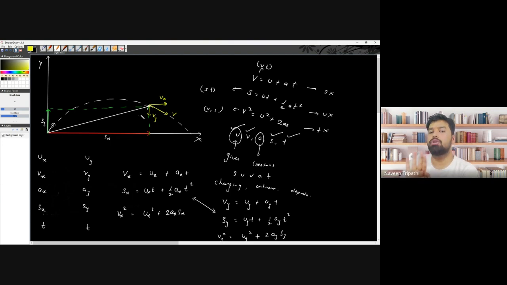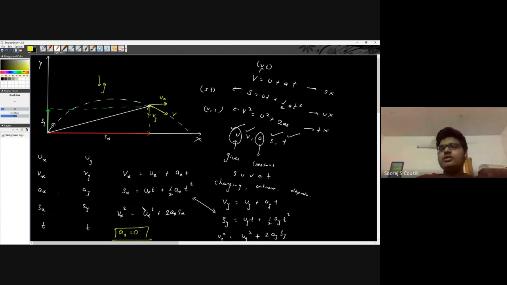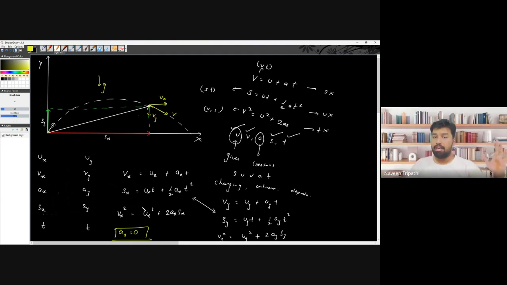In this case, if air resistance is ignored, the only acceleration that we have is the acceleration due to gravity, g. You can clearly see g is only vertical. It does not have any horizontal component. Which is why in most cases we take acceleration in the x-axis as 0, because speed will be constant, right? Speed in the x-axis does not change. In the y-axis it definitely changes. Understood?